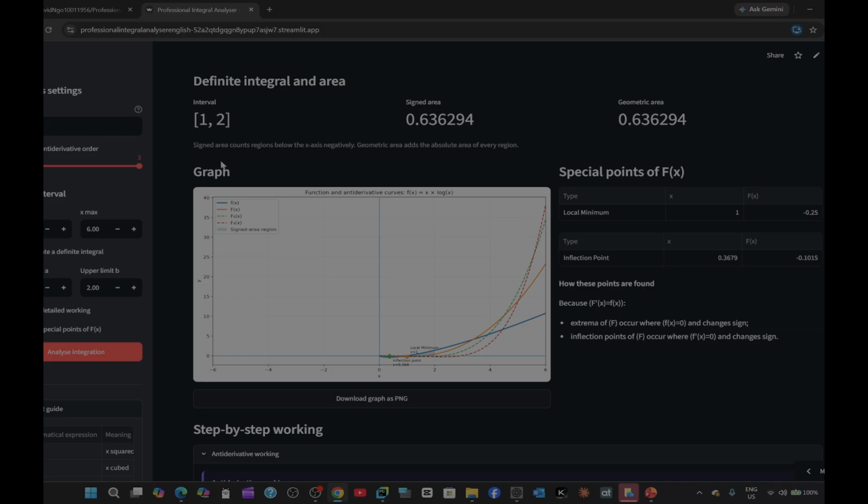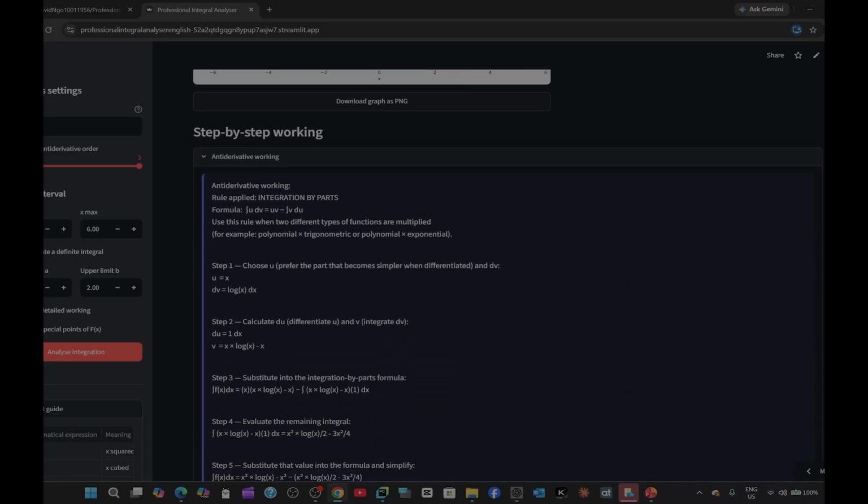So you look at all this, the result comes out very quickly, and then you get all the special points, local minimum and so on. So you get all the functions treated and shown to you very clearly. This is the step-by-step working that I explain to you, how to work it out step by step using paperwork, right?